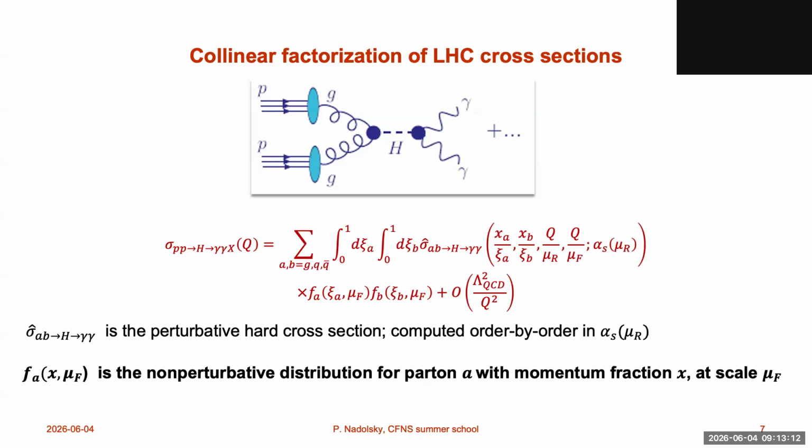Let me explain a little bit what the pieces are. I already mentioned the sigma hat, the hard cross section. We can compute it order by order in the QCD coupling, which generally depends on the renormalization scale, mu r, which must be large. Then we multiply this hard scattering cross section by two parton distribution functions. The parton distribution functions depend on the flavor of the parton. They depend on the momentum fraction, which will be called x or xi, depending on the notation, at another scale, which is called the factorization scale, mu f.